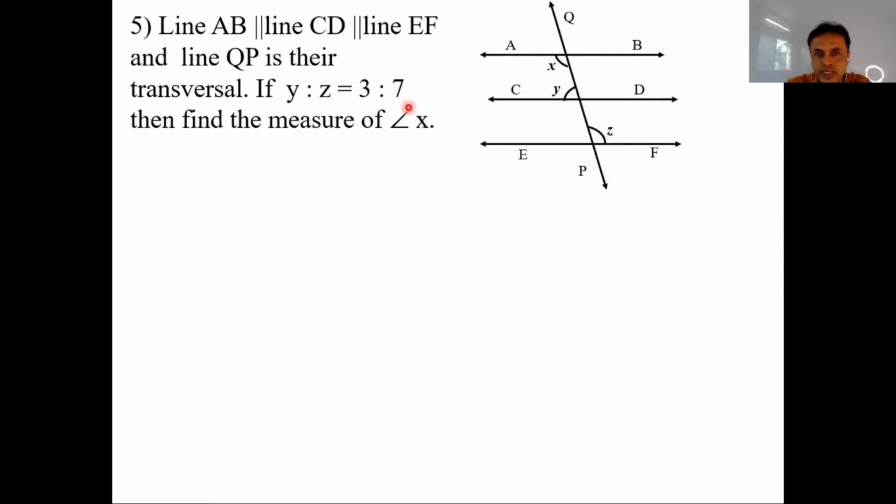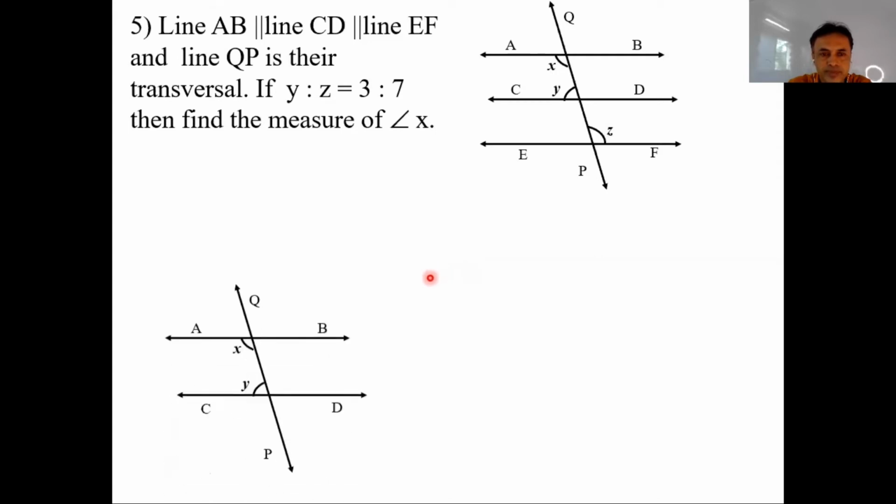If Y is to Z is 3 is to 7, angle Y is to angle Z is 3 is to 7, then find the measure of angle X. Here we have to create some correlation, and with the help of correlation we will get the answer. These correlations are found with the help of two parallel lines and a transversal. So I'm going to draw two different diagrams so everyone can understand.